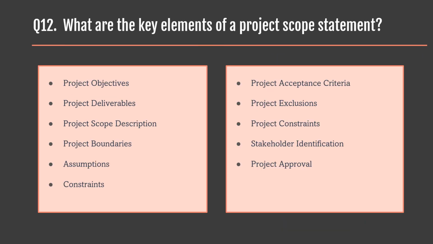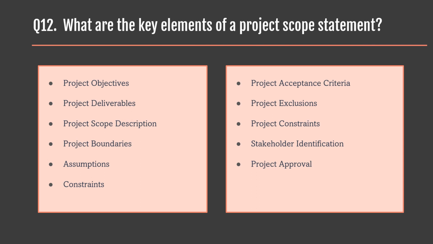Question number 12. What are the key elements of a project scope statement? The key elements of a project scope statement include project objectives. Clearly state the purpose and objectives of the project. What is the desired outcome or result that the project aims to achieve? Project deliverables. List the tangible outputs and results that the project will produce. These are the specific products, services, or results that the project is intended to deliver.